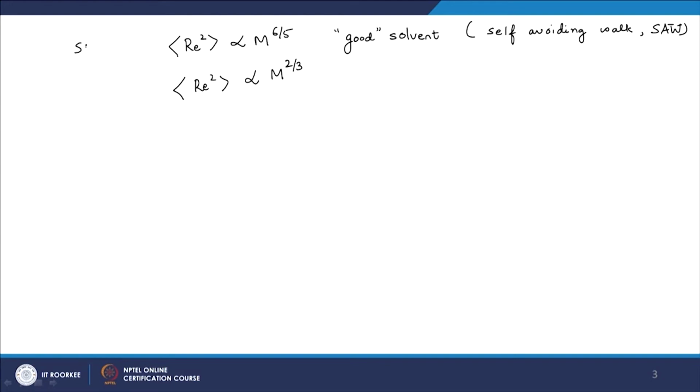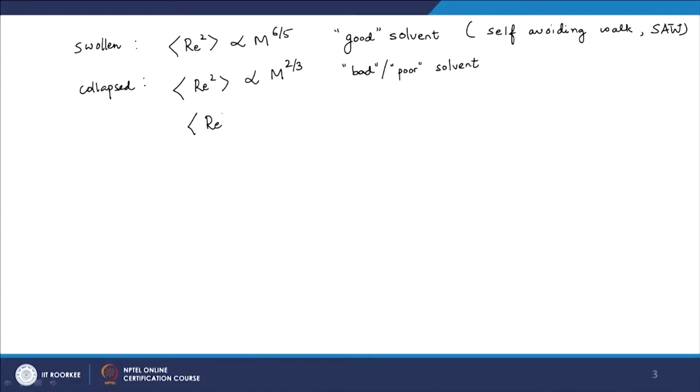So, the first one is swollen, the second one is collapsed, that is known as a bad solvent or a poor solvent. And then if you agree with both good and bad, then the ideal chain must be in between the two extremes. Actually, we refer to the ideal chain as something known as a theta solvent.